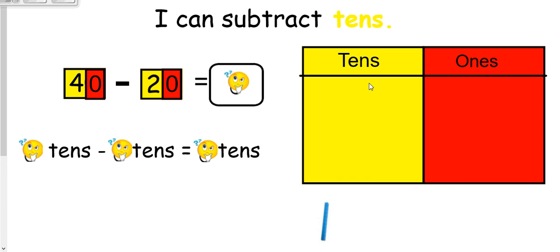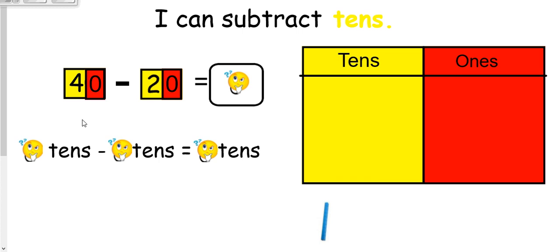We're going to use our math tools today to help us. I have my place value chart here, and I have my 10 sticks here. If you have your place value chart and your 10 sticks, you can build along with me. If you do not have those math tools, that's okay. Just follow along with me. So for 40 minus 20, what's the first thing we're going to have to build? Our whole. Our whole is 40.